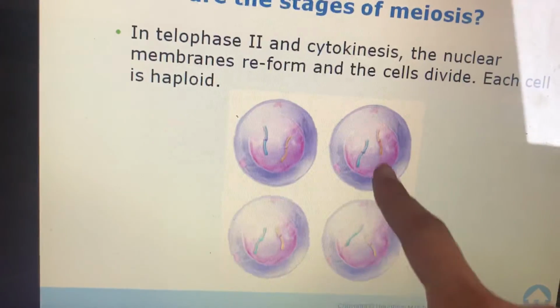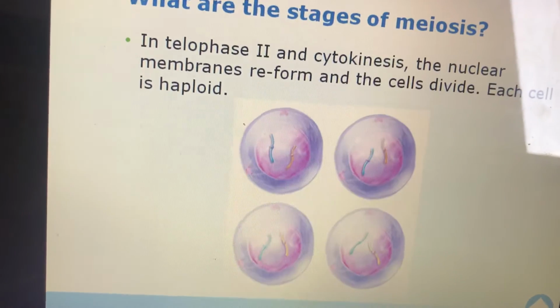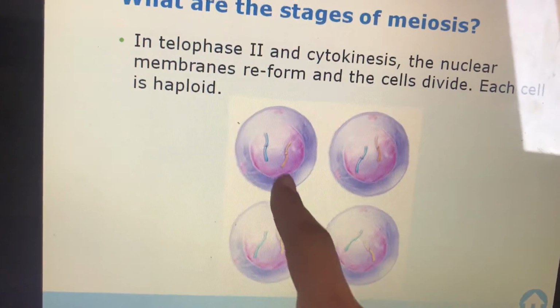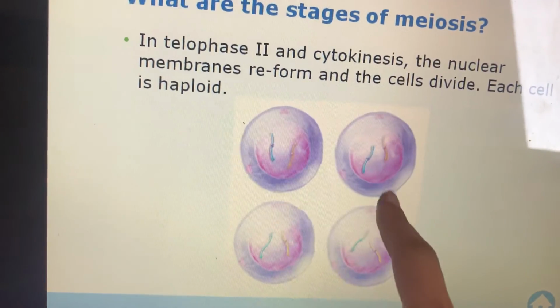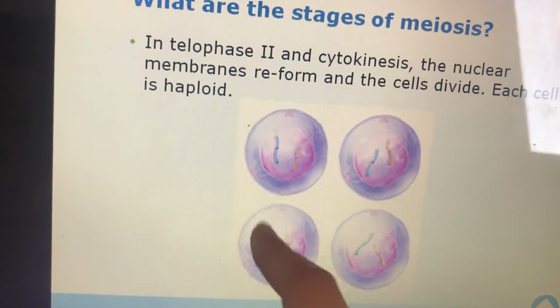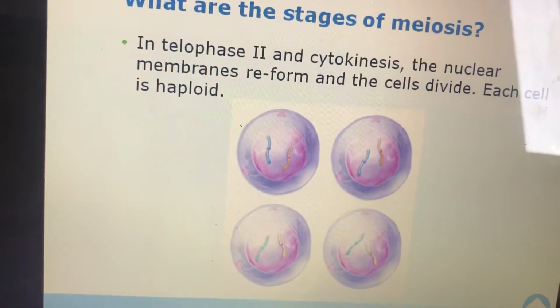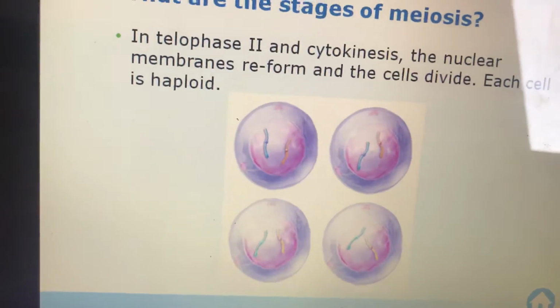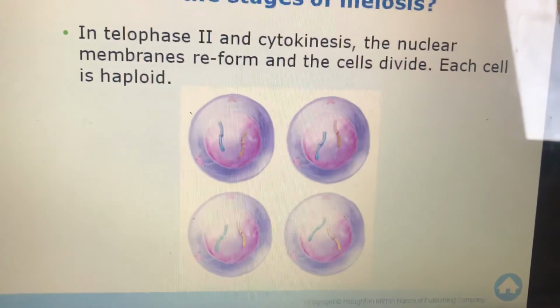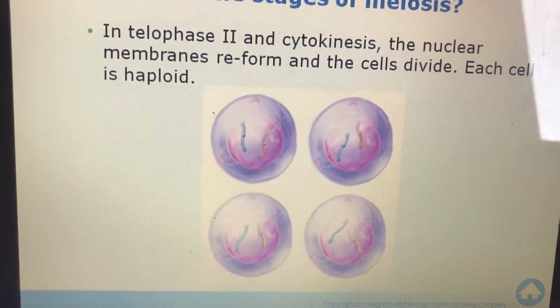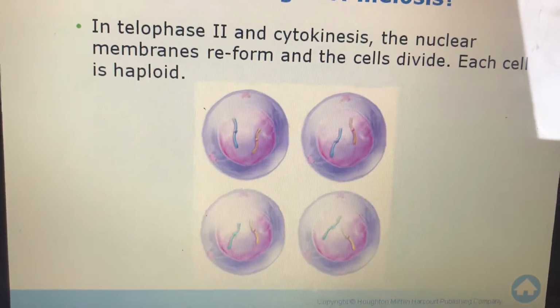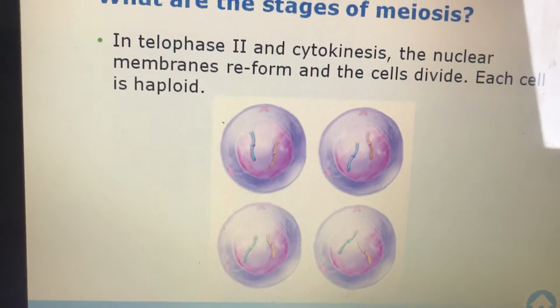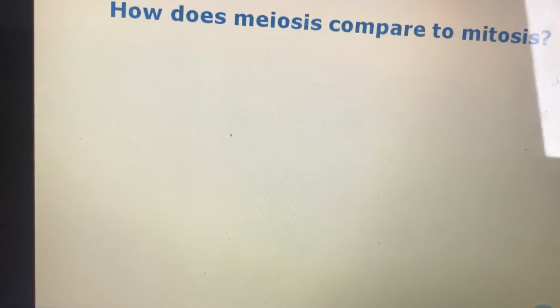These are the gametes or the sex cells. Look at this. I have half the amount of chromosomes in each cell. I started with 1 cell containing 4 chromosomes. I ended up with 4 cells containing 2 chromosomes. So you see how meiosis will lead to the formation of cells that contain half the amount of chromosomes.